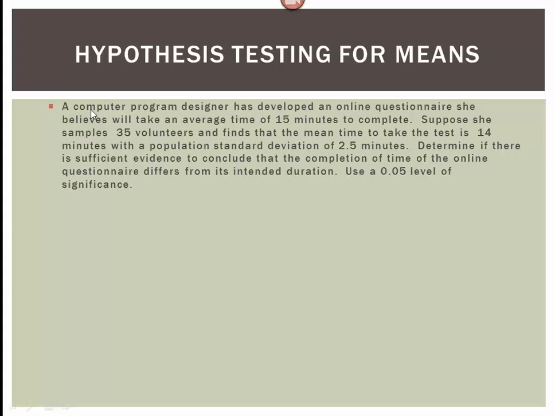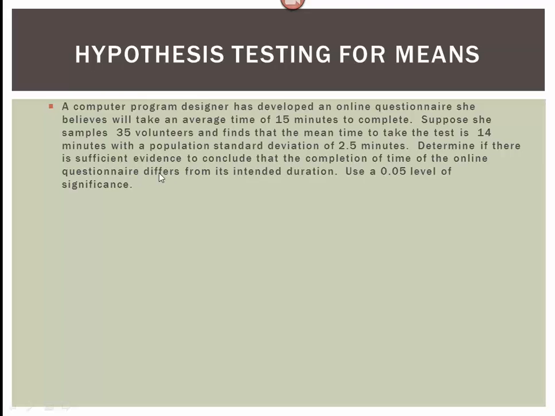A computer program designer has developed an online questionnaire she believes will take an average time of 15 minutes to complete. Suppose she samples 35 volunteers and finds the mean time to take the test is 14 minutes with a population standard deviation of 2.5 minutes. Determine if there is sufficient evidence to conclude that the completion time of the online questionnaire differs from its intended duration. So in the wording, we see that the questionnaire differs from its intended duration.